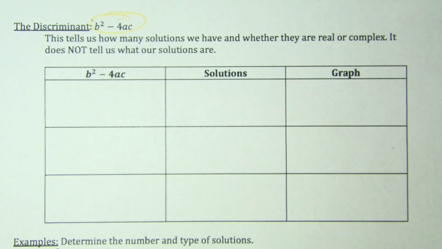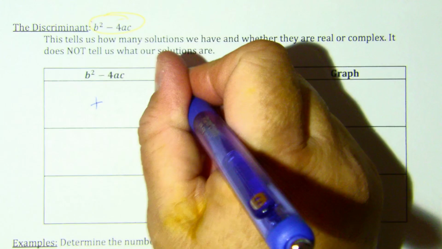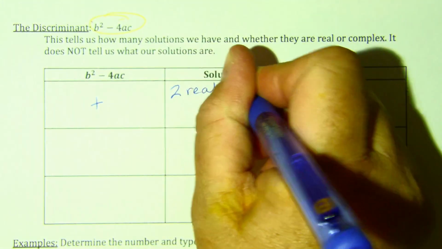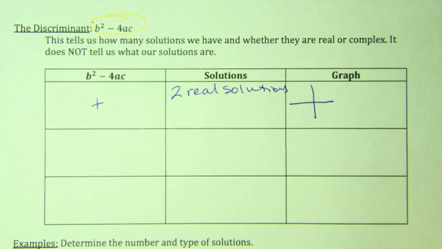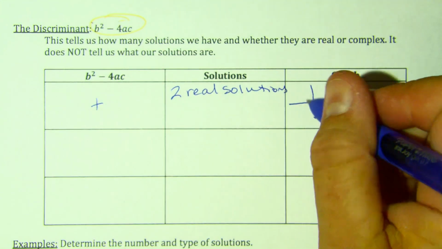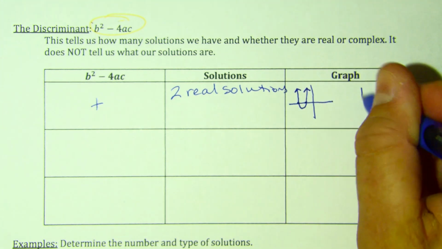The discriminant is part of the quadratic formula. It's the part underneath the square root. And what that does is it tells us how many solutions we have. It does not tell me what the solutions are. It only tells me how many I have. So, if your discriminant is a positive number, we have 2 real solutions. What that means graphically is that the parabola, that's the shape of a quadratic equation, actually crosses the x-axis in 2 places.